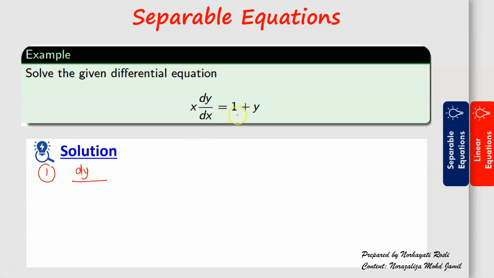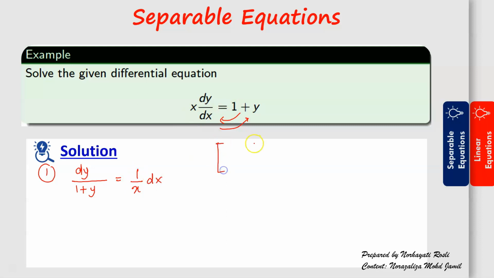divided by this 1 plus y, we move to this side, and all x and dx we move to this side. So I have dy divided by 1 plus y equal to 1 over x dx.